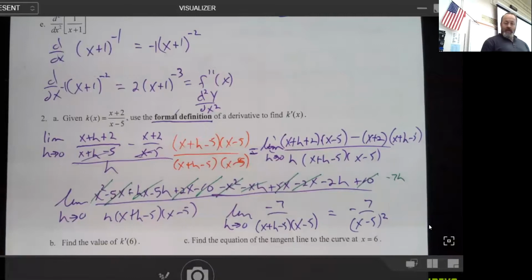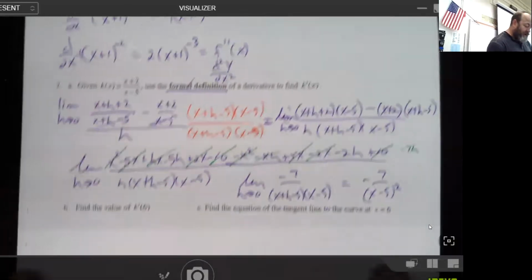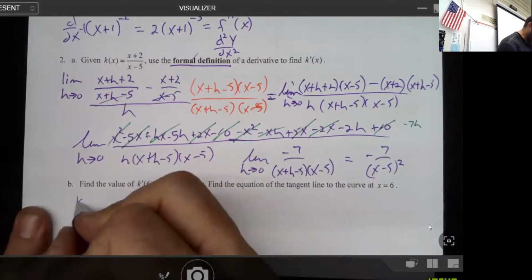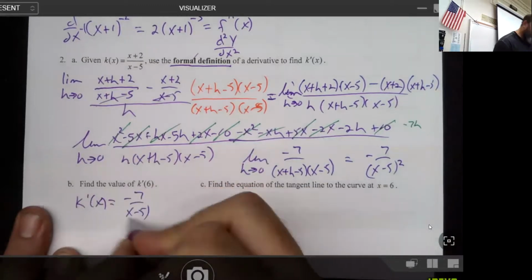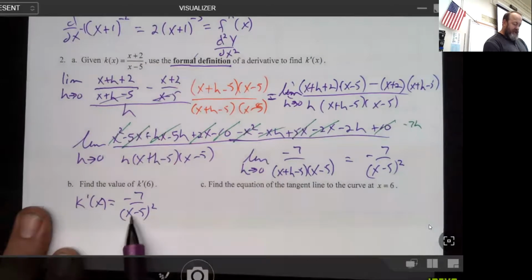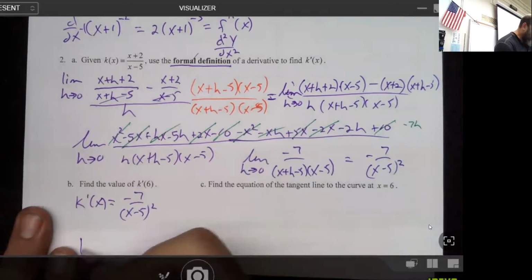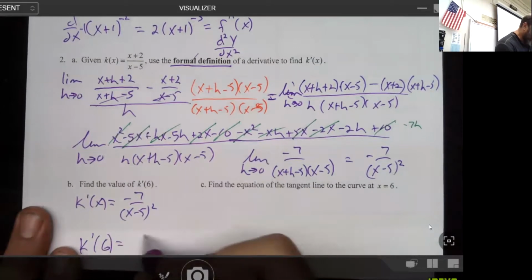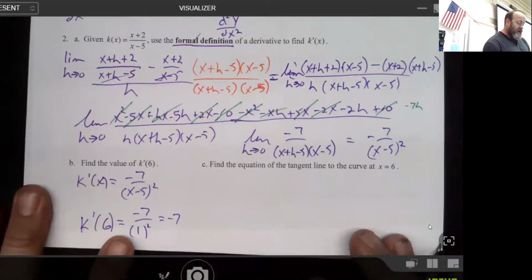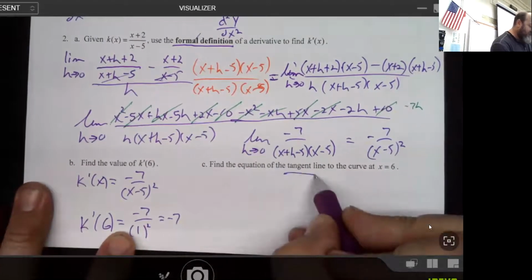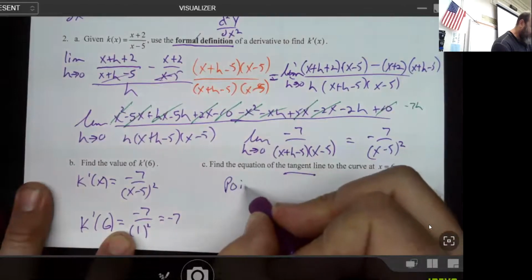So to finish off number 2, we now know what k prime of x was. So if we plugged in the number 6, 6 minus 5 is just 1. And so I think k prime of 6 would be negative 7 over 1 squared, or just plain old negative 7.